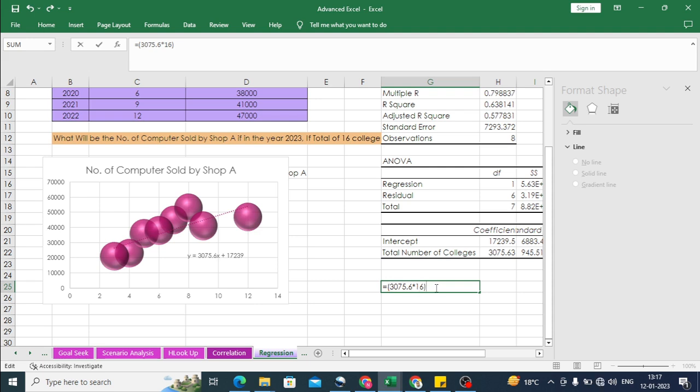So 3075.6 multiplied by 16 plus 17239, and we hit enter. So this is the value we are getting, 66,448.6. So if in the city there are 16 colleges, then shop A will be able to sell 66,448.6 computers. So as you can see, regression is very useful when we are trying to find out a future value of a variable, right?